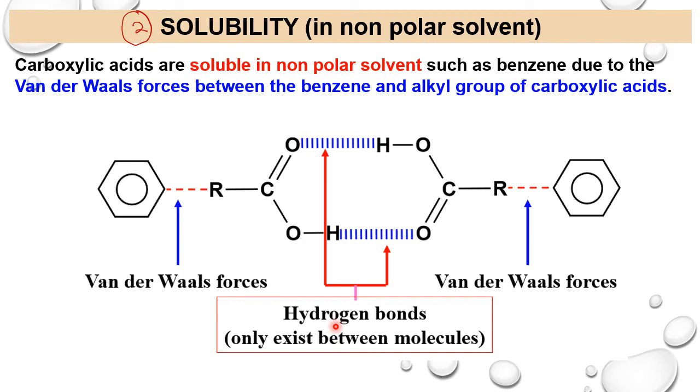Okay. Ada hydrogen bond, tapi hydrogen bond akan exist between molecule. Ini kalau kita masukkan awak punya carboxylic acid dalam benzene. So, benzene dekat sini, ini adalah solvent. This is carboxylic acid. Okay, jadi, part mana yang akan form van der Waals forces? The alkyl group, the hydrophobic area. Okay, yang ni akan form van der Waals forces dengan benzene yang menyebabkan dia boleh dissolve dalam benzene.